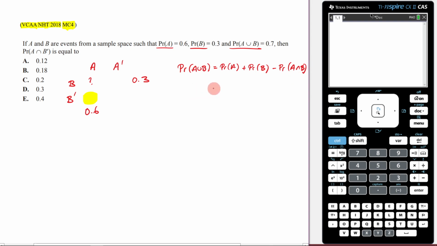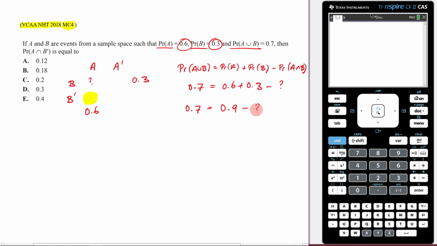So that means we're going to end up with 0.7. Now, I know what the probability of A is. It's 0.6. I know what the probability of B is. It's 0.3. And therefore, I don't know what this is quite yet. So let's just call it minus x, or I could just call it minus question mark. Then this is going to be 0.7 is equal to 0.9 minus some value.